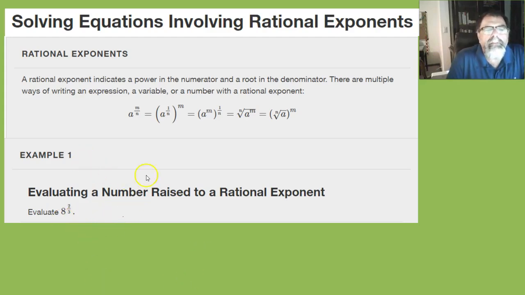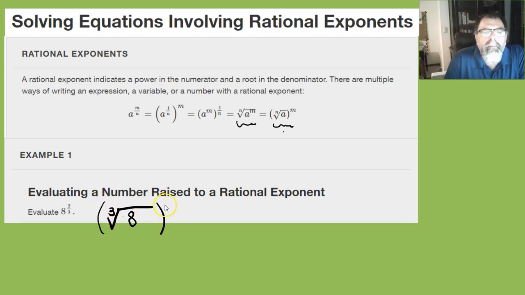You can think of it in either of these two ways. The denominator is going to be the index, and then we have 8, the radicand, and I'm going to write it this way with the power on the outside. So I'm going to take the cube root of 8 first and then square it.